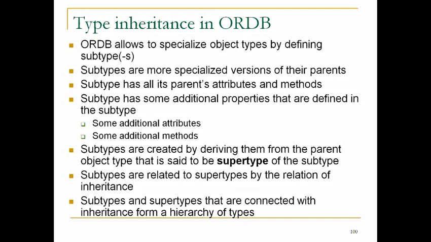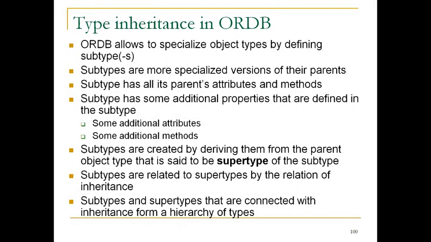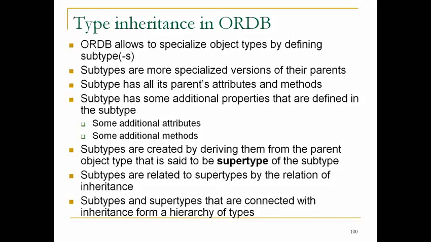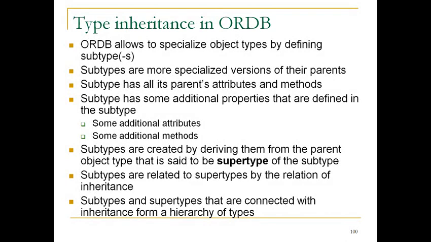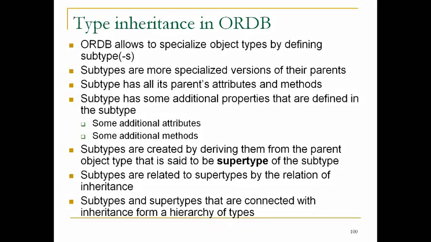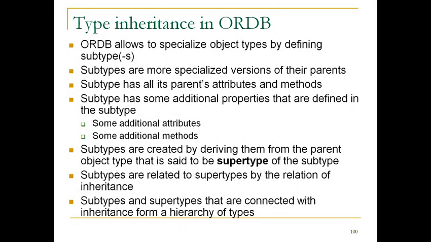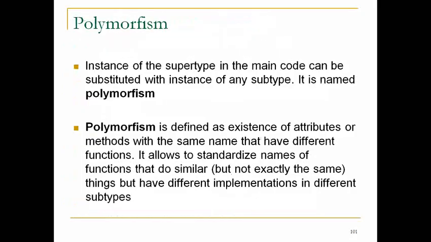And this new type, in our case student, would be named a subtype of a supertype. And the supertype would be a person, in our case. And the relationship between subtype and supertype is said to be inheritance. And all types connected with this relationship are said to be in the hierarchy of the types.